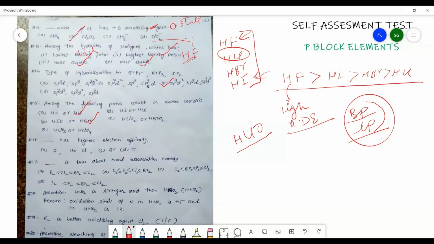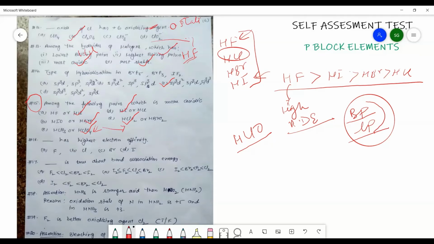Now, HClO3 or HClO4. HClO4 will be more acidic in nature because more oxygen atoms are present, and charge stabilization takes place after the removal of the H positive ion. HI or HCl: you can easily find out that HI will be more acidic in nature because of low bond dissociation energy. HClO2 and HBrO2: HClO2 will be more acidic in nature because of the more electronegative chlorine atom. This question is very important, and it can contain 5 questions. So you have to practice more and more questions related to the acidic behavior of halogens especially.